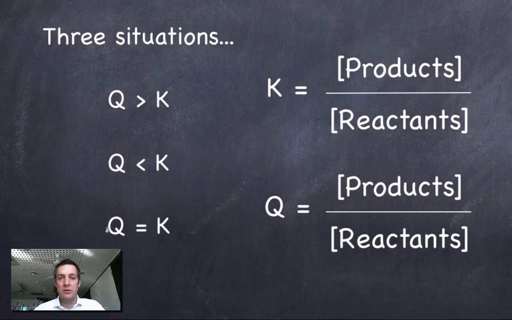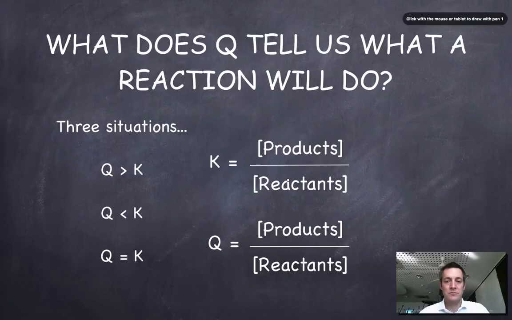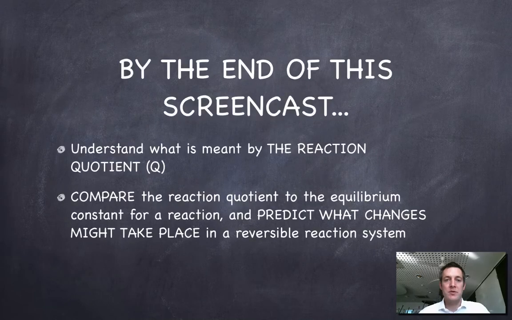And if Q is equal to K, and this ratio is exactly what it would be at equilibrium, then we can say the system is at equilibrium and it won't shift at all. So hopefully now you understand what we mean by a reaction quotient. As we've said, it's very similar to an equilibrium constant. And you've seen how, by looking at the value of it and comparing it to the value of K, we can decide which way a system that is not at equilibrium will move in order to get to equilibrium.